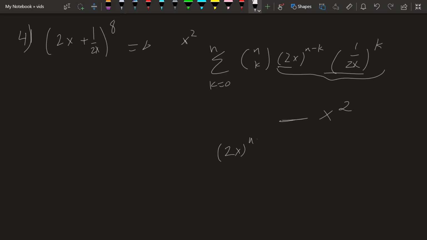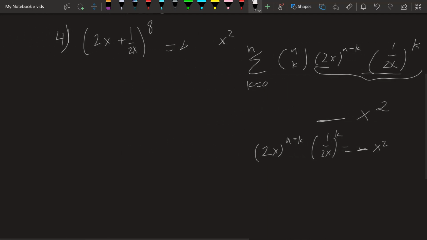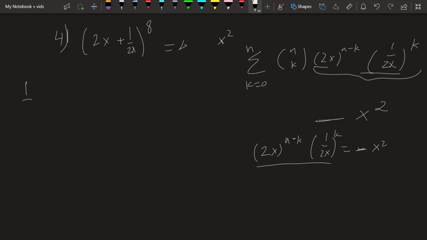That means 2x raised to the power of n minus k, multiplied by 1 over 2x raised to the power of k, should be equal to some coefficient multiplied by x squared. So I'm just going to rewrite this expression. How am I going to do that? 1 over 2x raised to the power of k is the same thing as saying 2x raised to the power of minus k, right? This is just simple math.